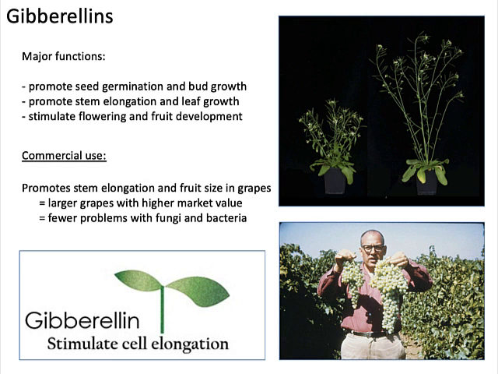Gibberellins are used commercially. For example, in agriculture, particularly in grapes, gibberellins are used to promote stem elongation and fruit size. Larger grapes have a higher market value, and they also, when treated with gibberellins, have fewer problems with fungus and bacteria.